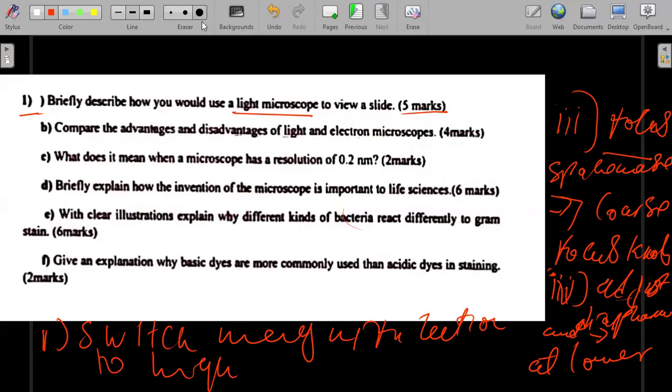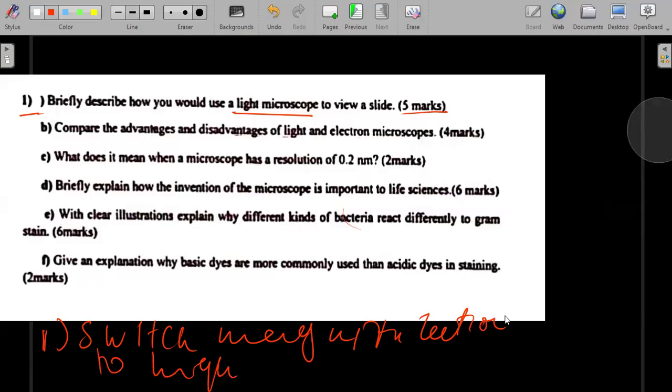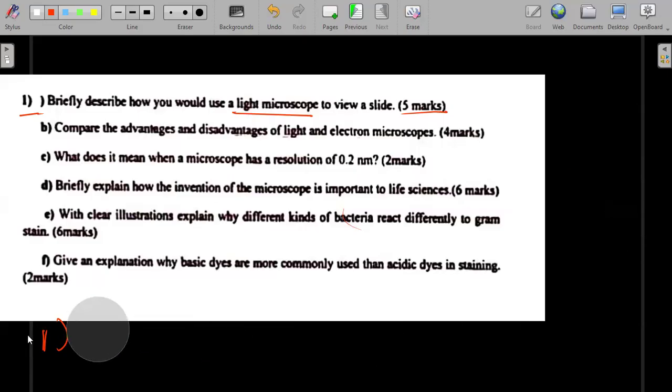I hope people will be participating, because the more you participate, the more you get to know whether what you've been studying is correct or not. This is a topic you've done in class, and you should be able to answer such questions. Now let's compare the advantages and disadvantages of a light microscope and an electron microscope. Since we have 4 marks, we're going to get 2 advantages and then 2 disadvantages.